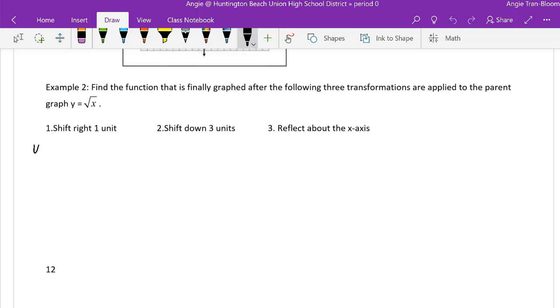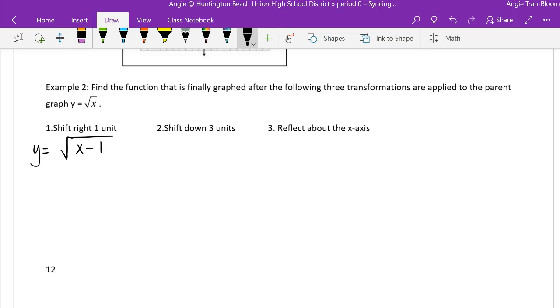What we're going to do is keep the parent function. Moving to the right or left is a horizontal change, so that is going to be under the radical with the x. And in Algebra 2, remember if you're moving right, that's a subtraction of 1 unit, okay? So right now, shift right 1 unit is y equals square root of x minus 1.